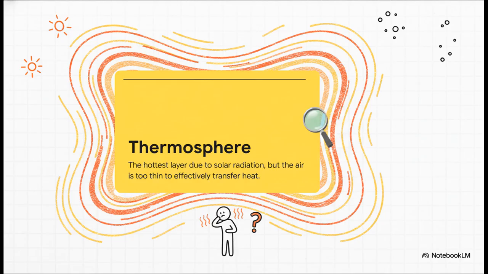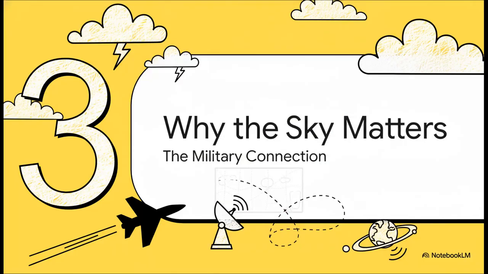Now, this one's a little weird. The temperature here skyrockets. It can get thousands of degrees hot because it's getting hit with so much solar radiation. But, and this is the strange part, it wouldn't feel hot at all. The air is just so incredibly thin up there that there aren't enough molecules to actually transfer that heat to you. So we've made it to the top.